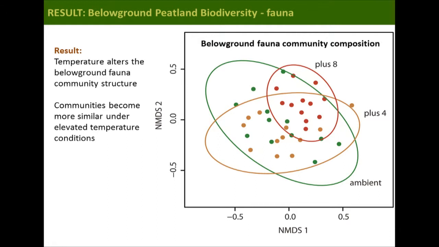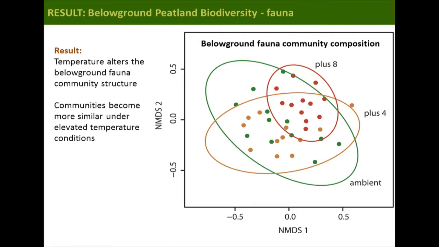This is an NMDS ordination plot. The data points represent a community in a particular mesocosm. Data points that are close together represent communities that are more similar to each other than data points that are further away. And you can see that in the +8 experimental treatments, the communities are becoming much more similar to one another. They're becoming homogenized, as well as moving away from the communities at +4 and ambient conditions.